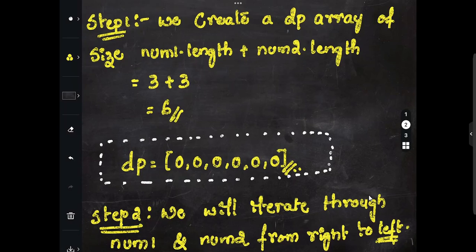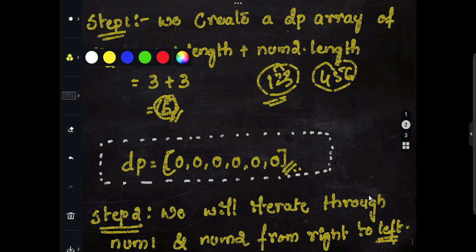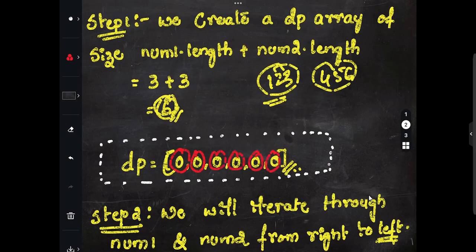First step, we will create a DP array of size length of num1 plus length of num2. In this case we have 123 and 456. This length is 3 and this length is 3, so 3 plus 3 is 6. So we will initialize 6 zeros within the DP table initially.